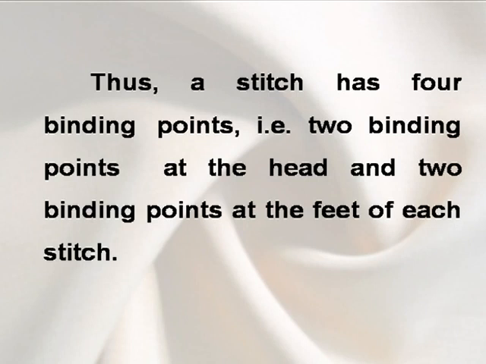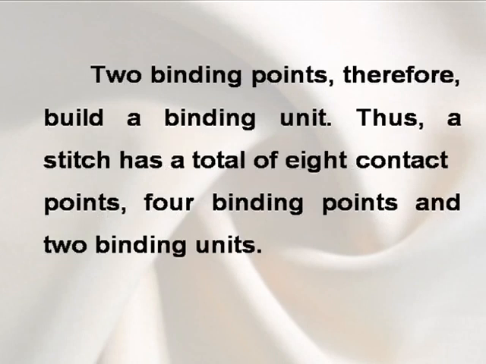For example, 2 binding points at the head and 2 binding points at the feet of each stitch. 2 binding points, therefore, build a binding unit. Thus, a stitch has a total of 8 contact points, 4 binding points, and 2 binding units.